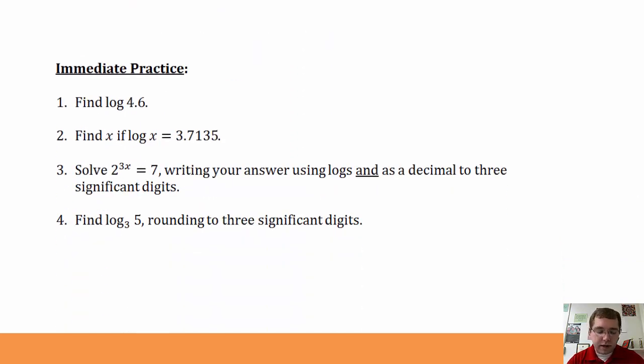So here are your immediate practice problems. Number 1, find the log of 4.6. Number 2, find x if the log of x equals 3.7135. Number 3, solve 2 to the 3x power equals 7, writing your answer using logs, and writing your answer as a decimal to 3 significant digits. And find, number 4, the log base 3 of 5, rounding it to 3 significant digits. And that is the end of sections 10.6 and 10.7.